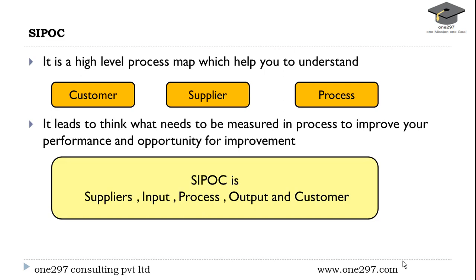It is a high level process map which helps you to understand customer, supplier and process. It leads to thinking about what needs to be measured in the process to improve your performance and opportunity for improvement. CPOC is supplier, input, process, output and customer.